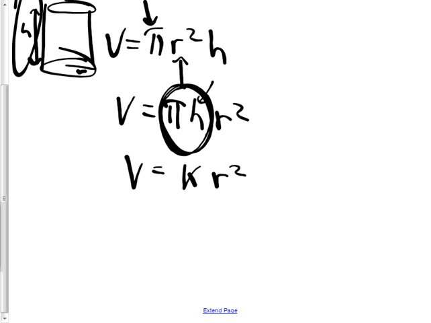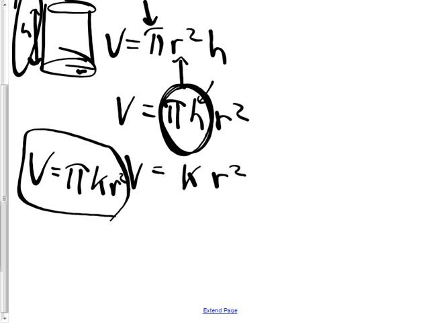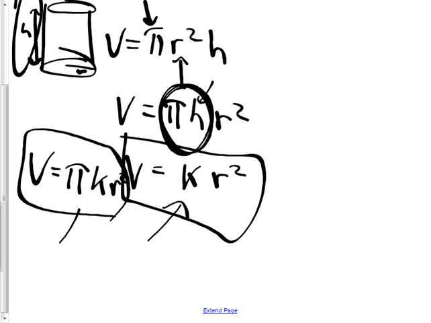That's a good question. Would this have been a good answer? Could I have said v equals pi k r squared? And I don't know if there's anything wrong with that. This I know I like. This I think is okay too, probably.